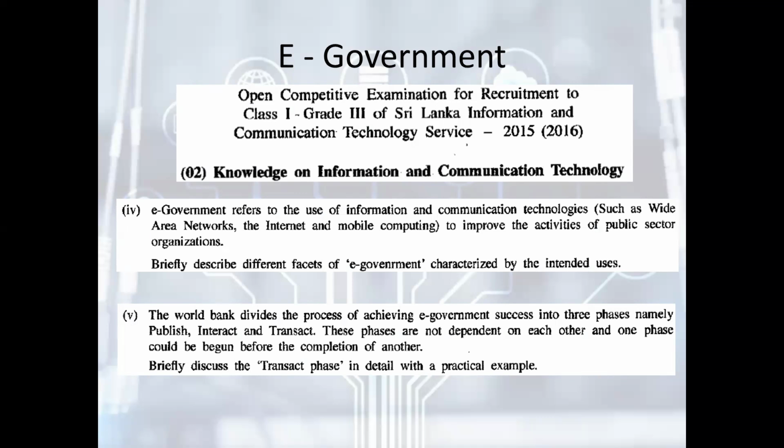And the next question is, the World Bank divides the process of achieving e-government success into three phases, namely publish, interact, and transact. These phases are not dependent on each other. One phase could be begun before completion of another. Briefly describe the transact phase in detail with a practical example. I will be doing a general description about e-government. After that, you will see whether you can answer these questions.